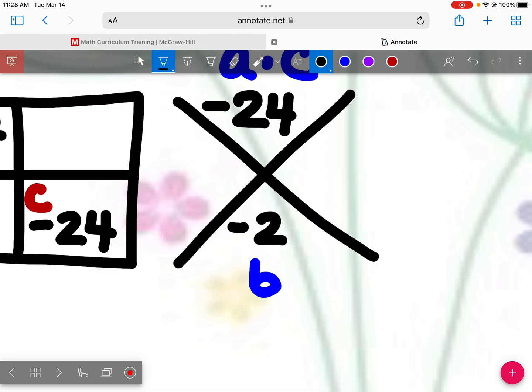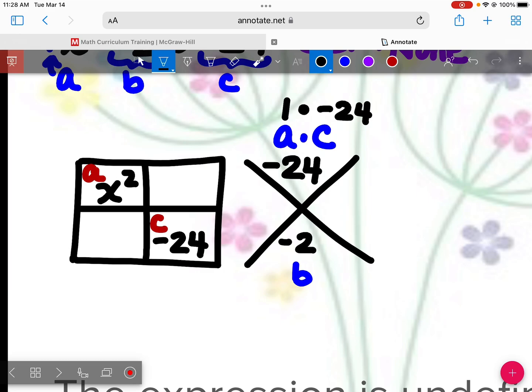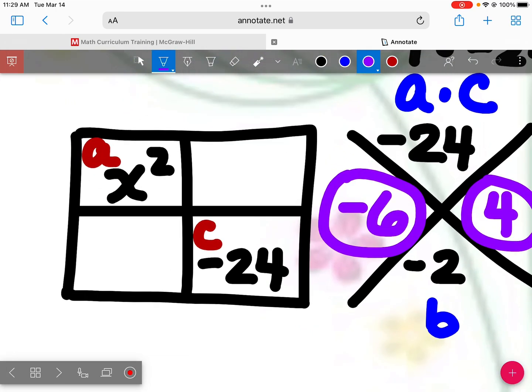What was our B? -2. We need to think up two numbers that when we multiply them together, we get -24, but when I take those same two numbers and add them, I get -2. I heard -6, and what was the other number? +4. -6, +4. So I'm going to put that in here. It doesn't matter which box they go in. But what do I have to put with each of those numbers? X has to go with each of those.